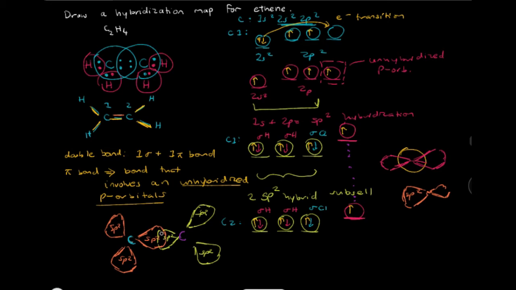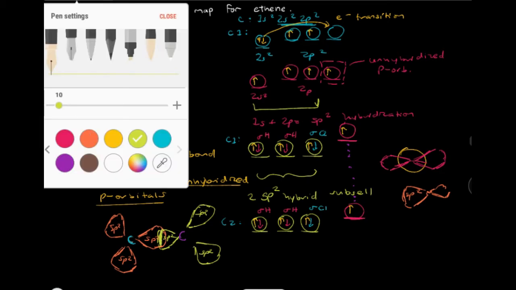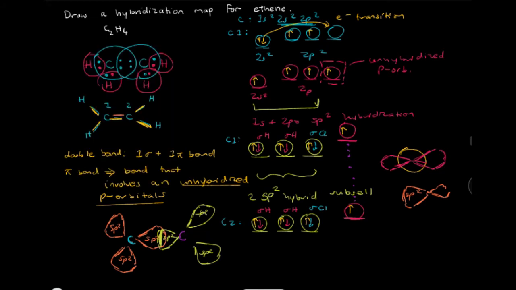First of all, you guys can note here that there is a sigma bond being done here. I'm going to show you guys that sigma bond, and this is the sigma bond between the two carbons. So this sigma bond here is an sp2 to sp2 sigma bond. It's an overlap between two sp2 hybrid orbitals.